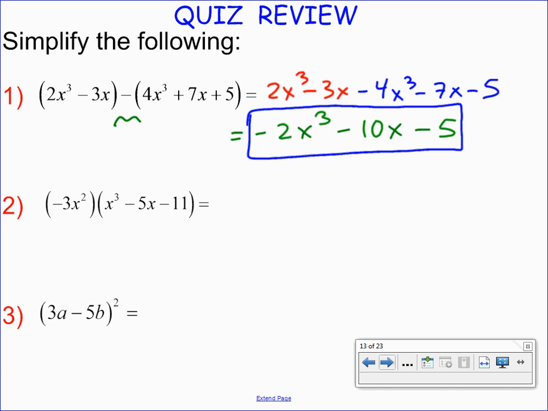What operation is going on in number 2 between the negative 3x squared and the x cubed minus 5x minus 11? What operation is going on there? Mark?